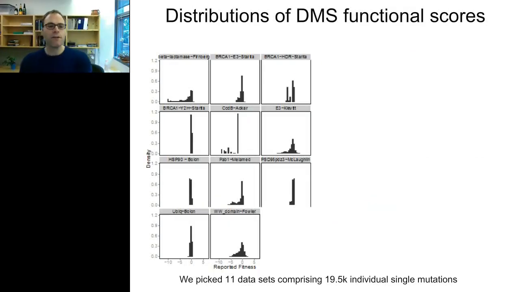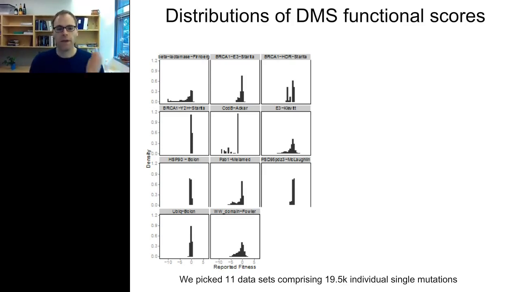So there are 11 proteins in the end that we felt that we could use. It looks like it didn't come through too well, but hopefully you can get the point. These are the 11 proteins that we chose, and these are just the distribution or histogram of the functional scores for each of the proteins.